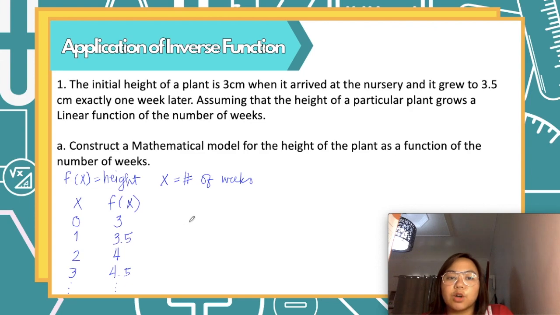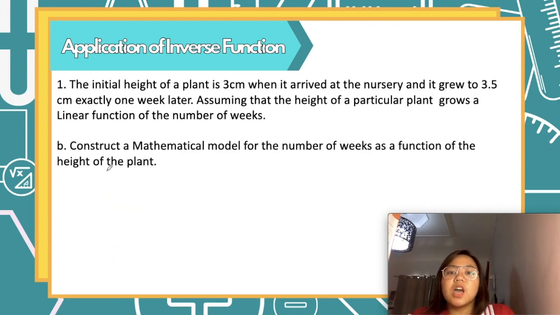So the mathematical model will be f of x is equal to 3 plus 0.5x. Okay? So this will be the mathematical model of the given situation. So bakit po naging ganito yung mathematical model? Notice na ang starting or initial height niya is 3, and then nadadagdagan siya ng 0.5 every week. That's why plus 0.5 times the number of weeks, which is x. And this is the mathematical model.